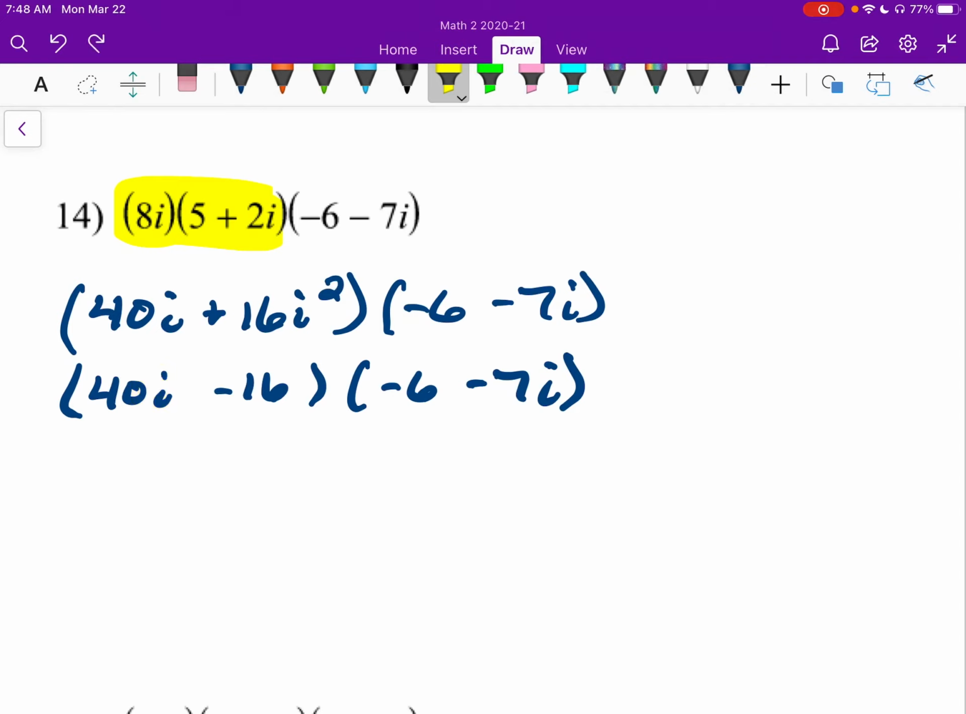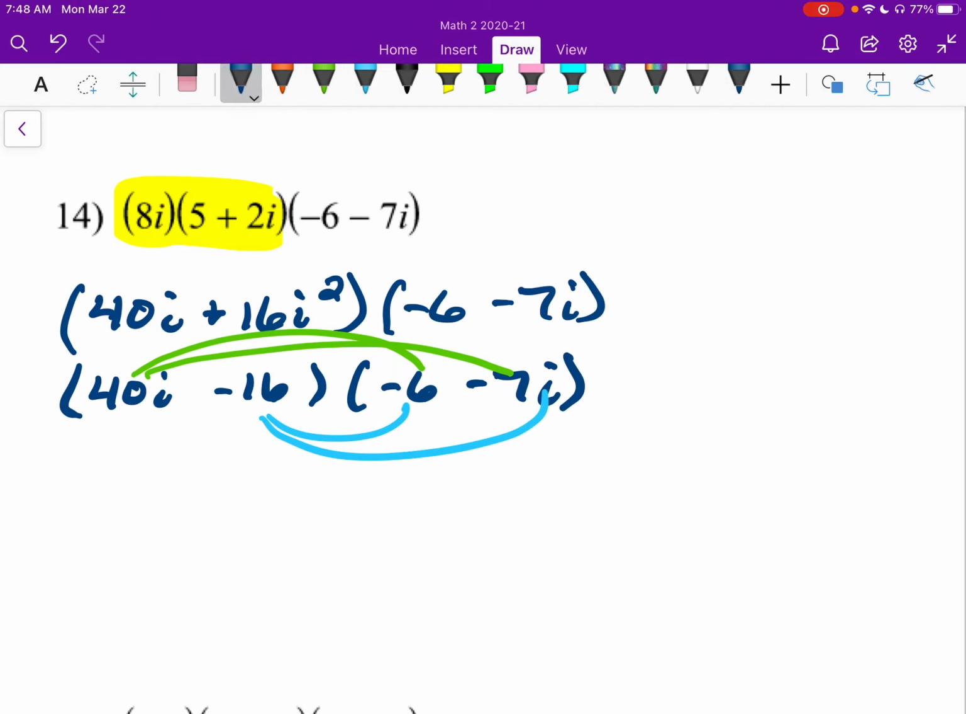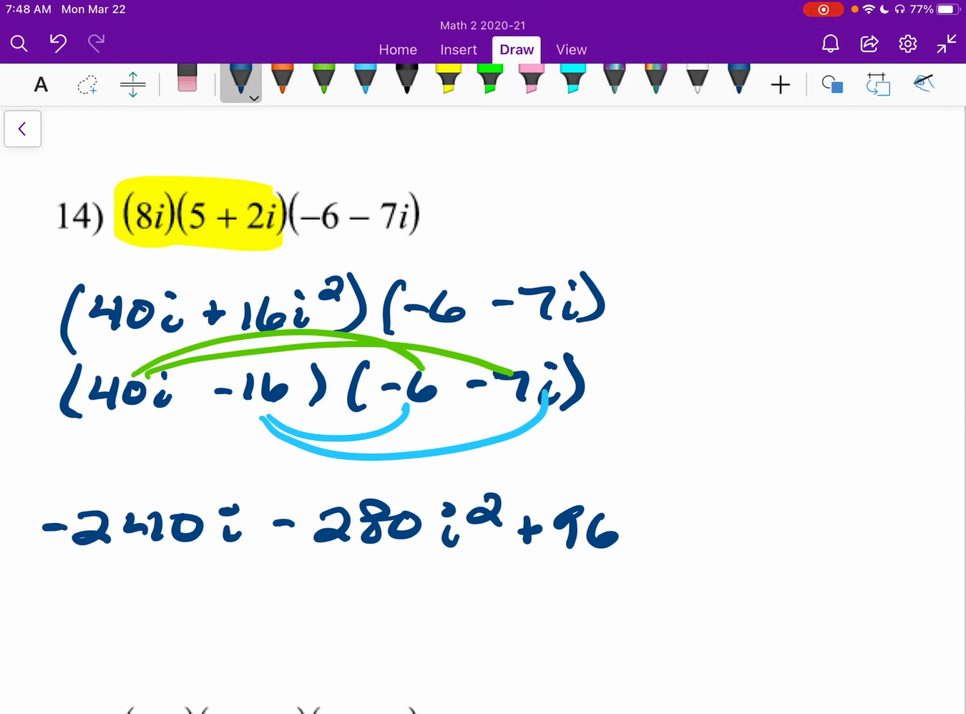All right, multiplying this one out. I'm going to multiply like that and like that, just like normal. 40 times 6 is 240, so this will be -240i. And then this will be 7 times 40 is 280, so this will be a -280i squared. And then -16 times -6 gives me a 96. And 16 times 7 is 112i.